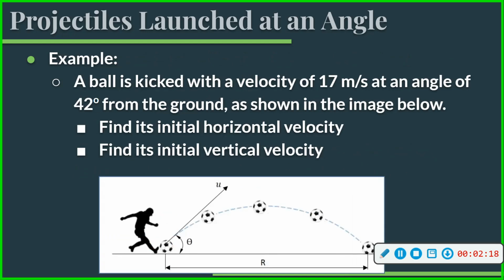So example. Ball kicked with a velocity of 17 meters per second at an angle of 42 degrees from the ground, as shown in the image below. Find its initial horizontal velocity and find its initial vertical velocity.